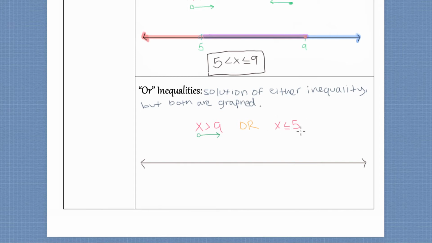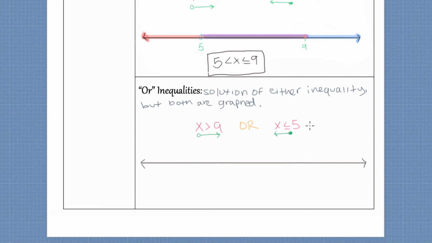Over here, it says x is less than or equal to 5. For this one, since it has the less than or equal to symbol, we're going to say that it's a closed circle. And since all solutions of this inequality are less than or equal to 5, we're going to shade everything that's to the left.